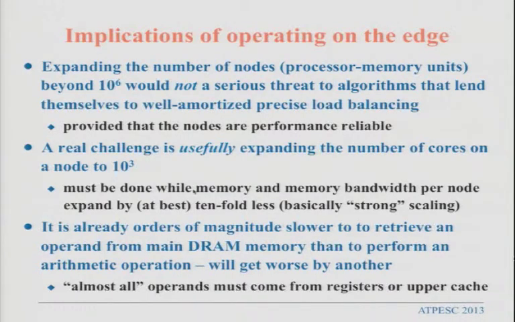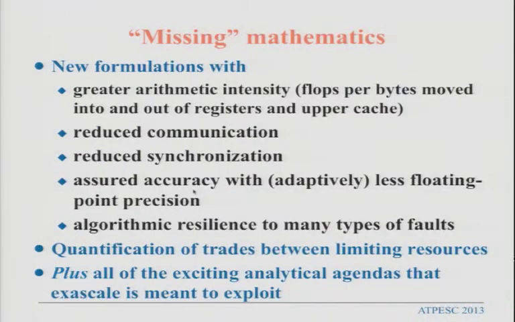And it's already orders of magnitude slower to retrieve an operand from DRAM, and it will get worse by another. So almost all operands have to come from registers or upper cache laid out by you, the combustion modeler, the astrophysicist, the subsurface modeler. So we're missing a lot of mathematics. New formulations are required with greater arithmetic intensity. That's flops per bytes moved in and out of these registers that are a cycle away.